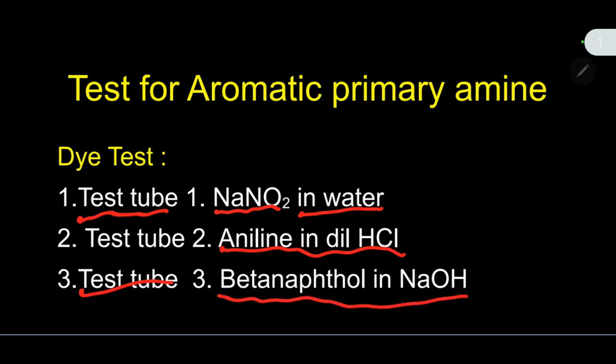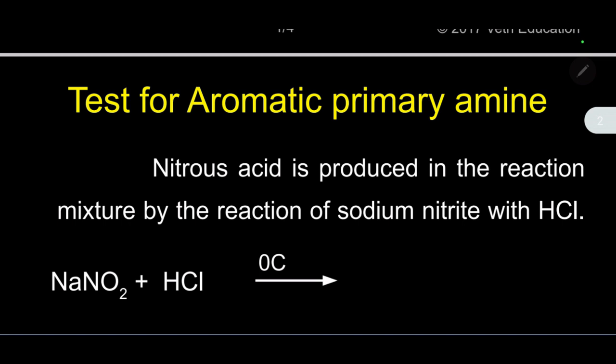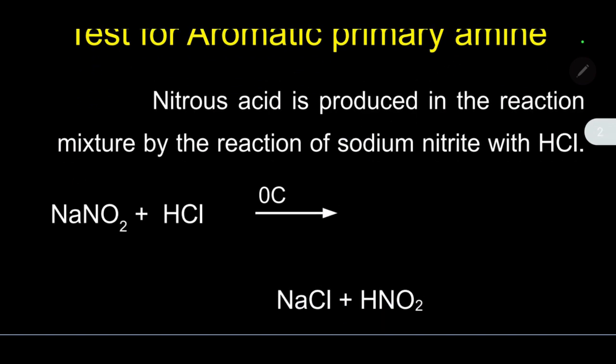Kindly follow. Sodium nitrite in water in one tube, aniline in dilute HCl in another tube, beta-naphthol in sodium hydroxide in the third tube. Next, what will happen now? When you add sodium nitrite and HCl in a test tube, we get nitrous acid. Nitrous acid is produced in the reaction mixture by the reaction of sodium nitrite with HCl. This is the reaction in test tube 1.